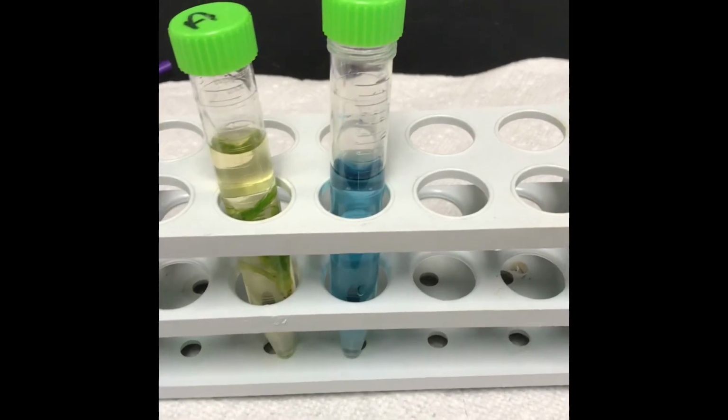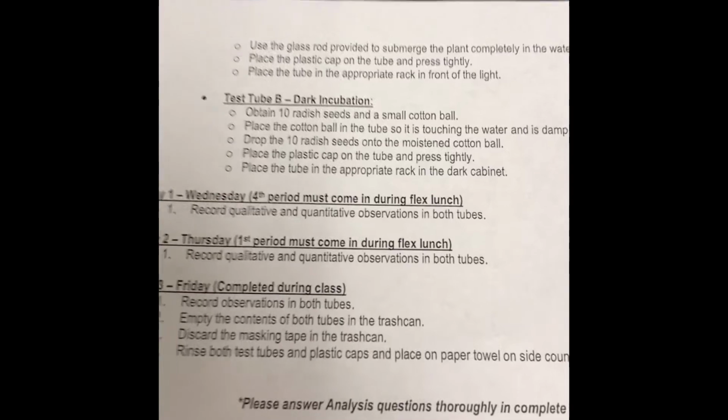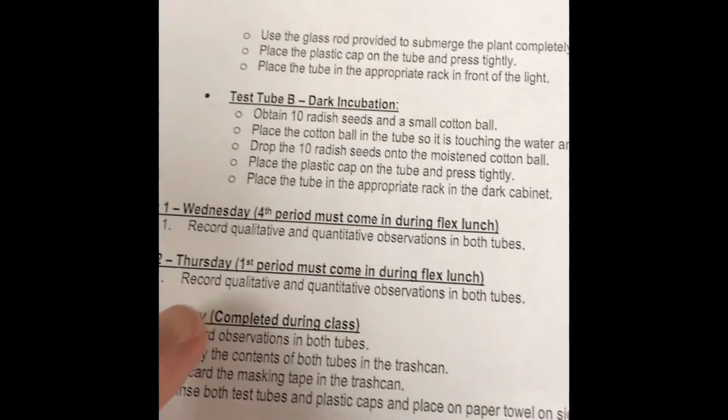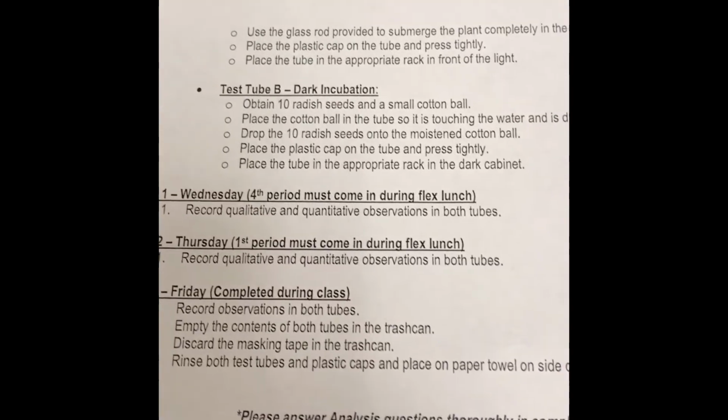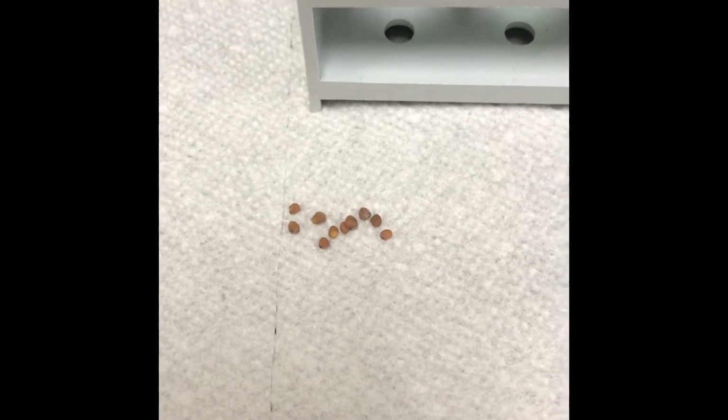Okay, we're ready now to get tube B set up. So I'm using my instructions that you can see right here. I have 10 radish seeds available, and I have my cotton ball. And you can see there's my cotton balls. I have a couple just in case I mess up. Here are our 10 radish seeds.